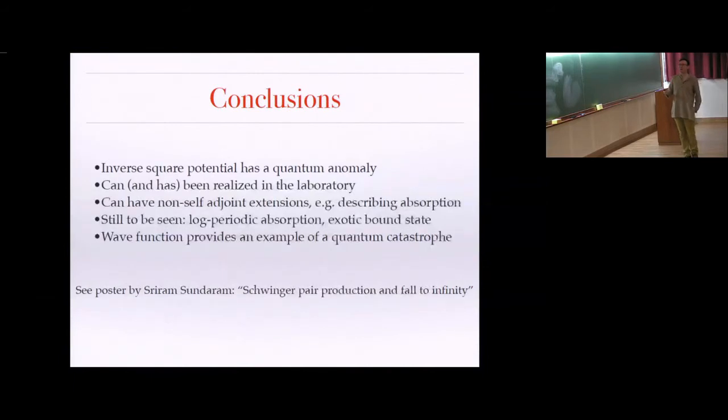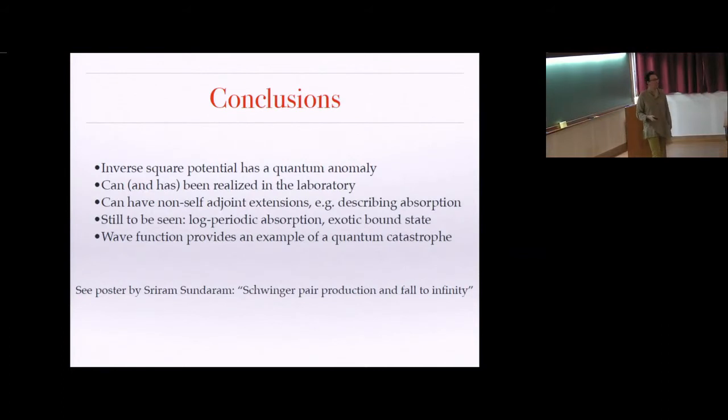I told you about the inverse square potential, and I said, as an example, although it appears at first sight to have a classical scaling symmetry, in fact, it has a quantum anomaly in it, and it has been realized in the laboratory, for instance, in the Efimov states. It can have non-self-adjoint extensions, and that's what we're trying to extend it to describe, say, these particles being absorbed onto wires and things like that. So we still want to see this log periodic absorption in this exotic bound state. And the wave function is an example of a quantum catastrophe. So you can ask Michael Berry more about a quantum catastrophe when he gives his talks next week. Okay, thank you.